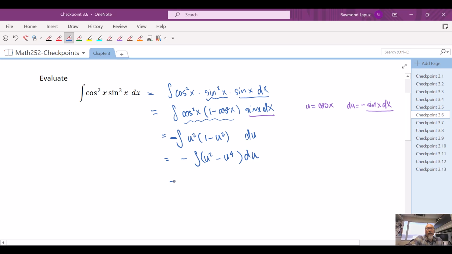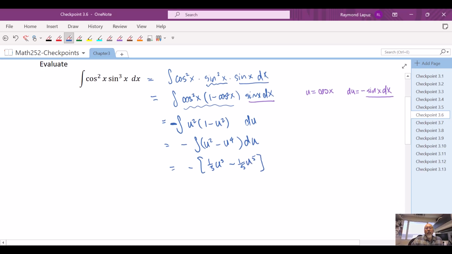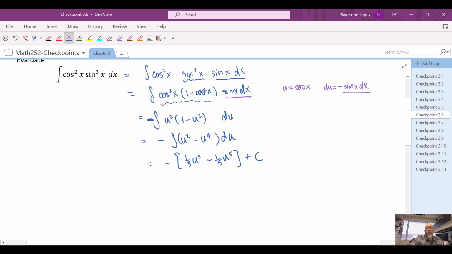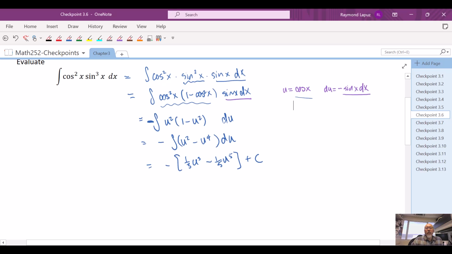We'll go ahead and integrate. This is going to be, let's put the parentheses because we're going to need to distribute the negative sign. So this will be 1/3 u to the third minus 1/5 u to the fifth. And then we can throw the plus c in here now, but we have to change everything back into what u was equal to. In this case, u was equal to cosine of x.